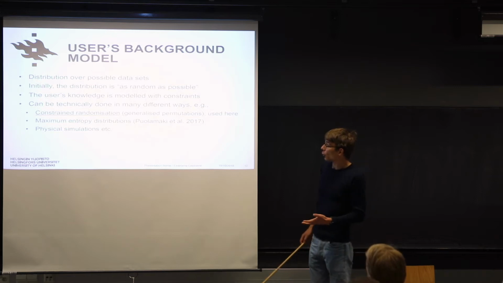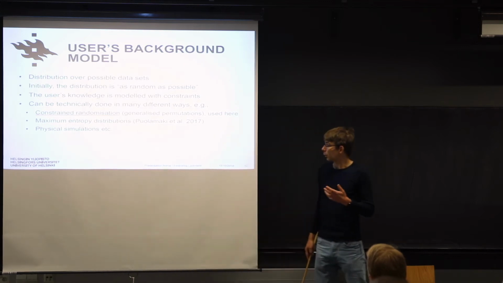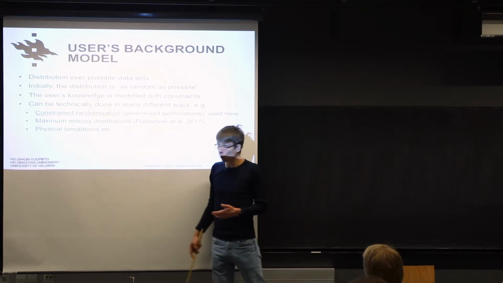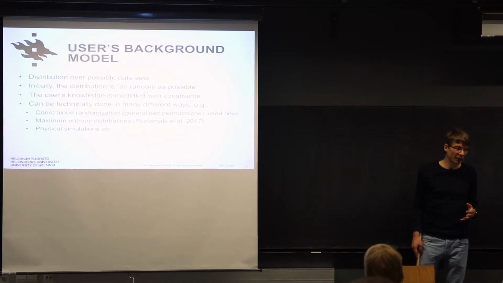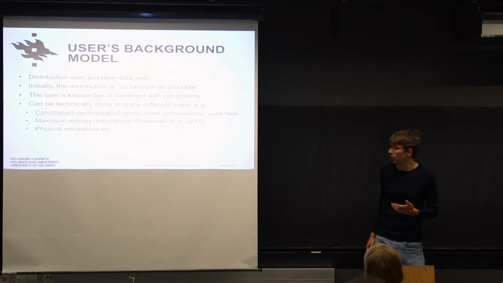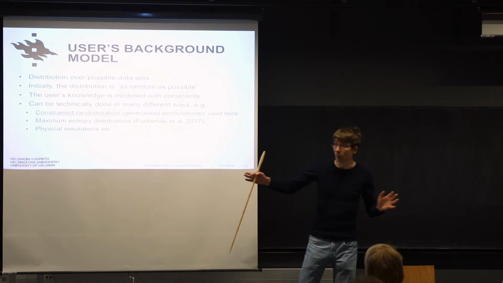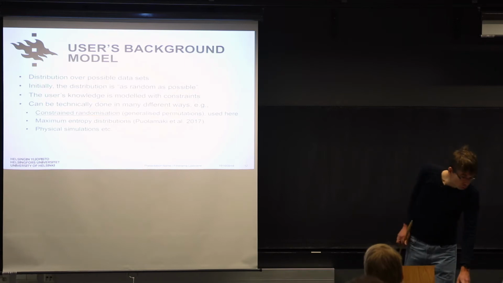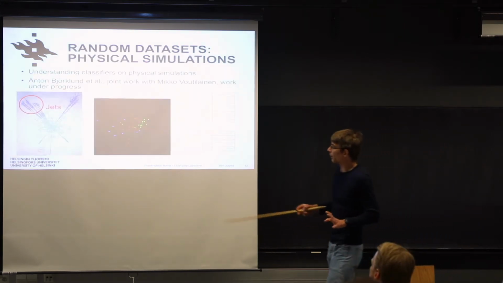Technically, what I'm showing here is an example of constrained randomization, but you can also do it with maximum entropy distributions. So that is a different way to model random data sets or distributions. A third possibility is to use physical simulations, or if you have huge amounts of observations, you can also use these as randomizations. Anyway, there should be some way to produce random data sets with some constraints, and these are just some examples.